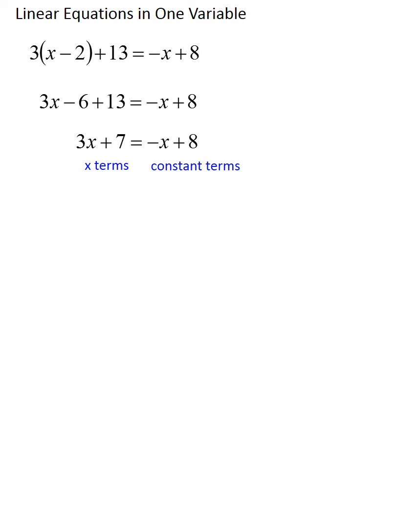Well, to get only x terms on the left, it would be smart to subtract 7, because 7 is a constant term. And if I subtract 7, 7 minus 7 is 0, and that simplifies my equation. And that is your goal when doing something to both sides.